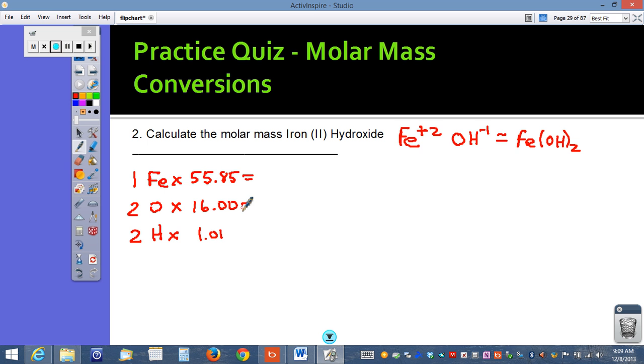Now I need to know the grand total of each element in the compound. There's only 1 Fe, so it is 55.85. But there's 2 oxygens, so 2 times 16 is 32. There is 2 hydrogens, so it's 2.02. Add all this together, I get 89.87 grams per mole. Don't forget the units on the final answer. This number, similar to the rest that you have in the molar mass section, will be used on future problems.